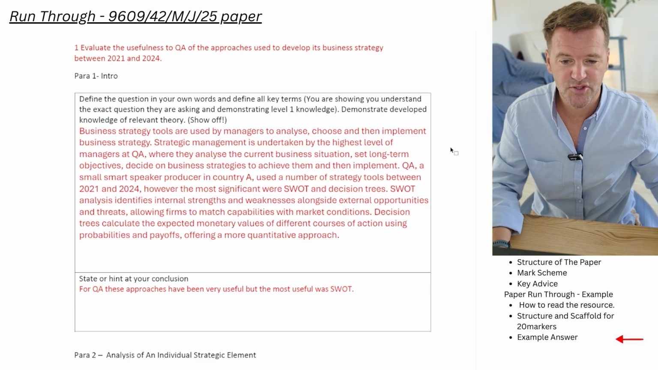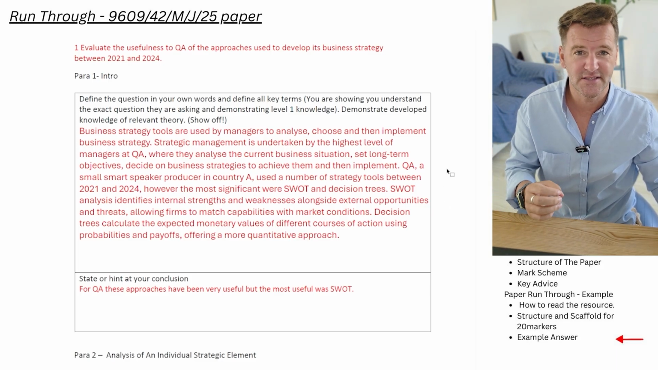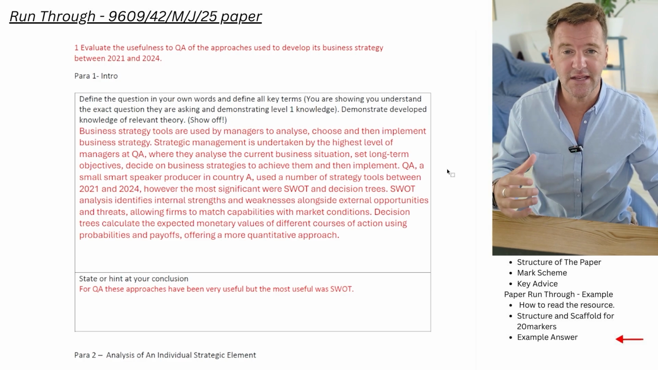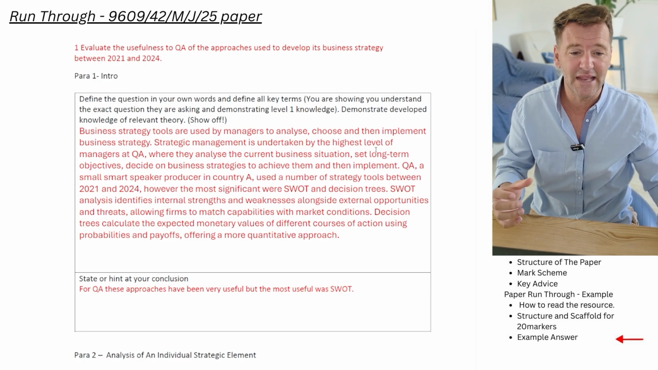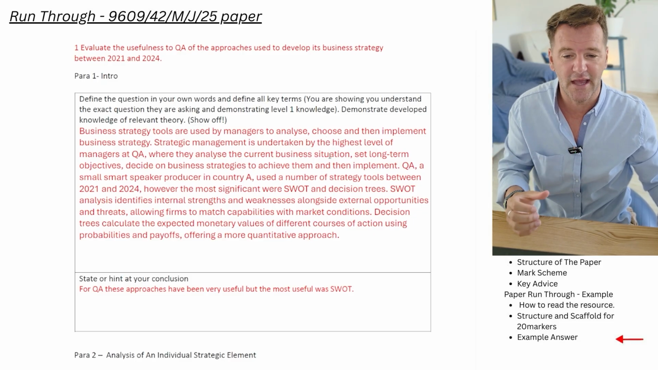Business strategy tools are used by managers to analyze, choose, and then implement business strategy. That's a good opening, I think. That's straight away getting in my knowledge mark, certainly level 1 knowledge, and I reckon it might even be level 2, because that's quite high level understanding of strategy, that they can be broken down into those 3 categories. So it's a good opening.